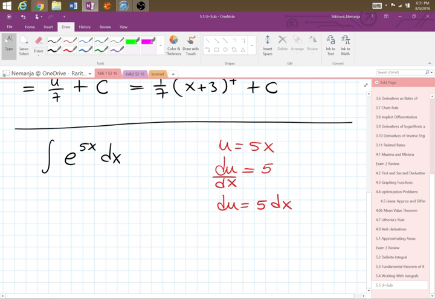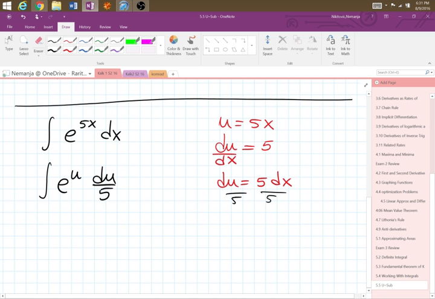So now as I am substituting, I see that I can say e to the u, but then this dx, well, you divide both sides by 5, and you see it's du over 5. We know that constants can be kicked in front of the integral, and there it is. Do we all understand this? What happened?